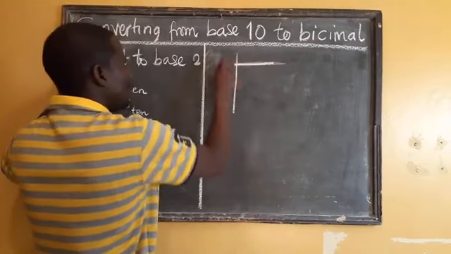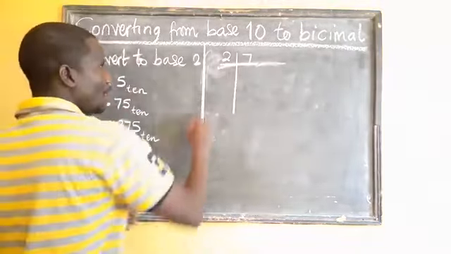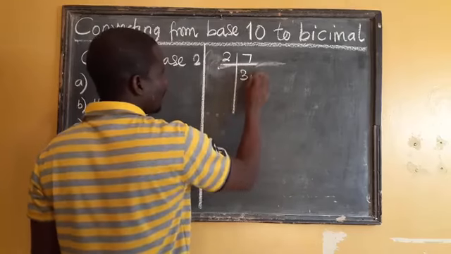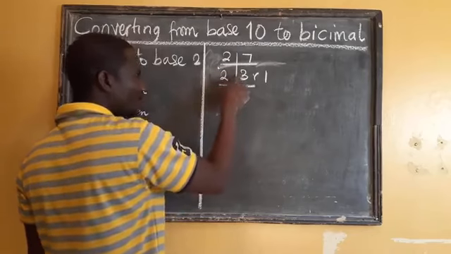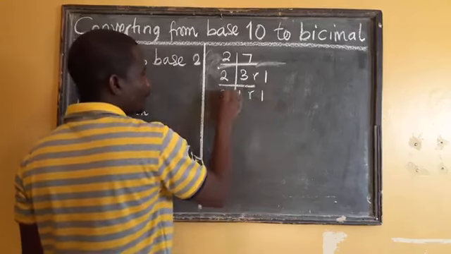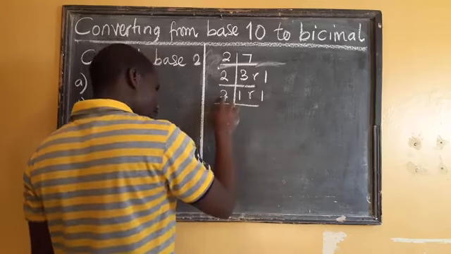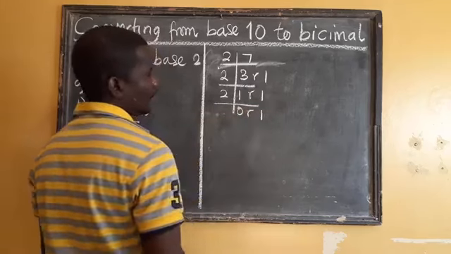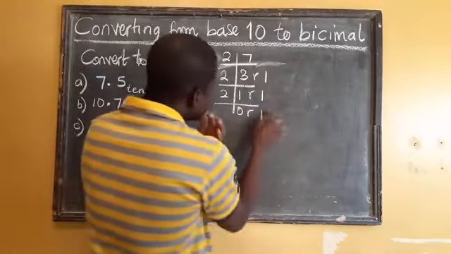For the whole number, we get 2, then 7 here. I think this is very familiar. So we divide 2 into 7. What do we get? We have 3, remainder 1. Then we continue. 2 into 3 is 1, remainder 1. We continue until we have 2 into 1, which is 0, remainder 1. Are you getting me? For the whole number, this part. So this is what we are going to get.